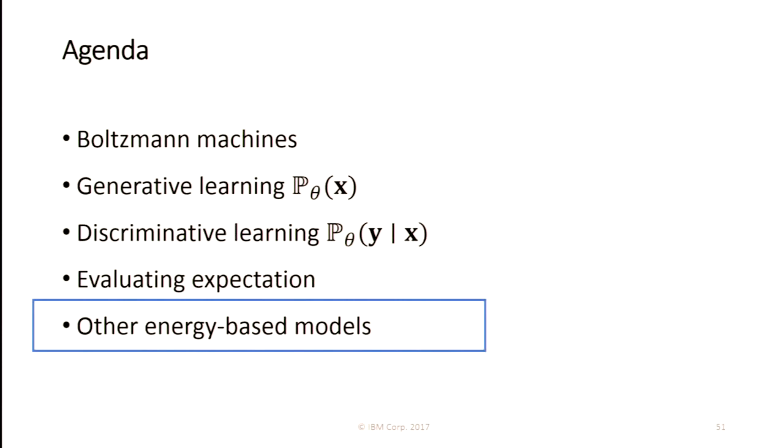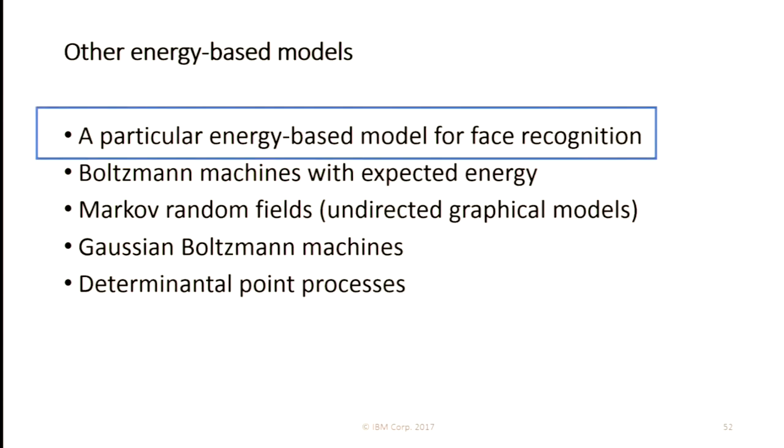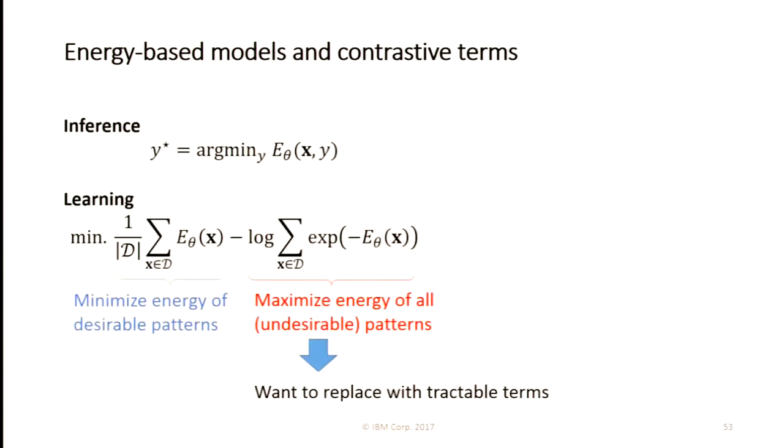Right. For the last part of part 1, I want to talk about other energy-based models other than just Boltzmann machines. These are the examples that I'm going to cover in the last sections. The first example is an energy-based model which is not associated with a probability distribution. So it purely uses energy to do inference and learning.